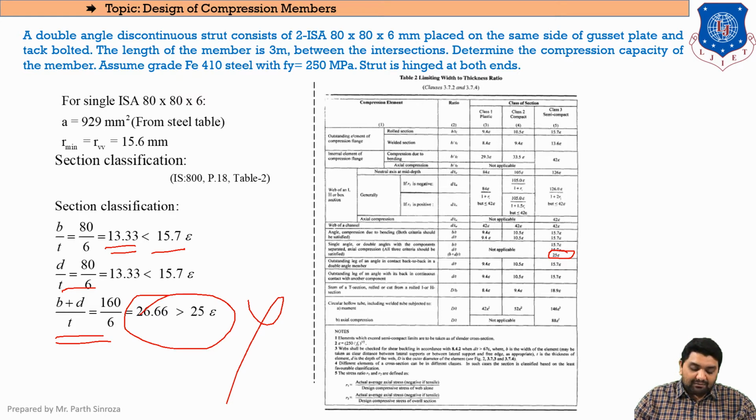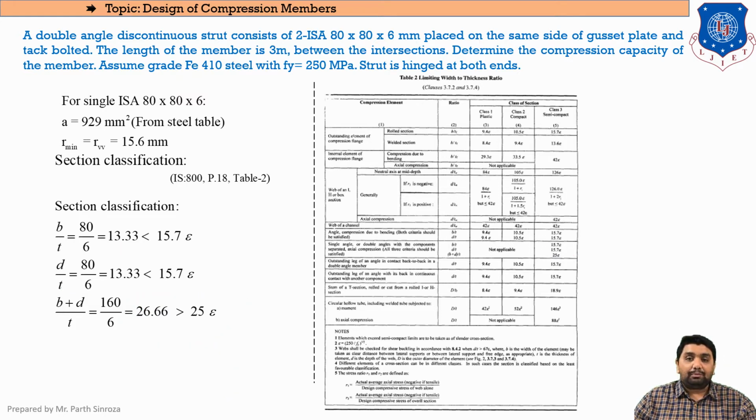Clear? As we saw in our previous two examples, all the three conditions were satisfied, and if all the three conditions are satisfied, we'll be using AG equal to AE. But if any of the conditions is not satisfied, we can't use AE equal to AG, and we'll be using some other alternative methods. Clear?